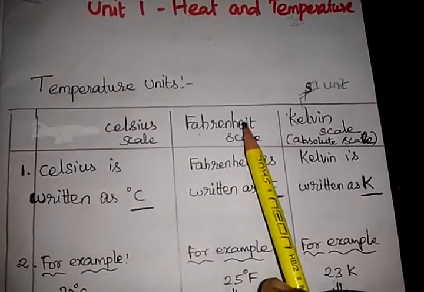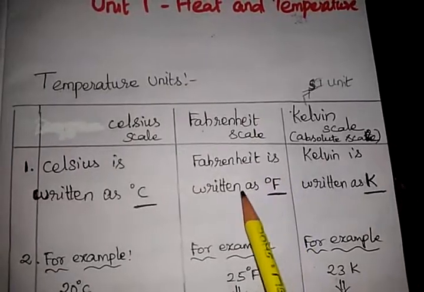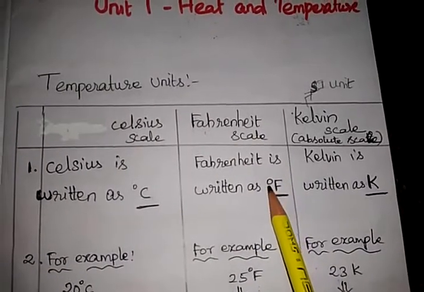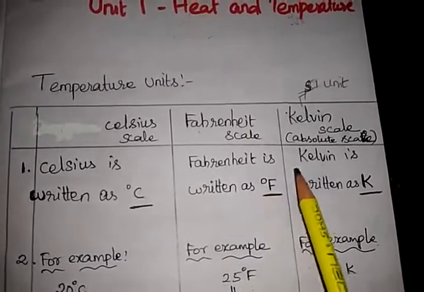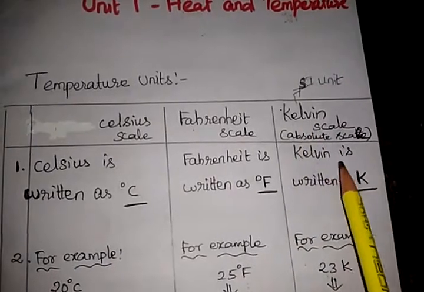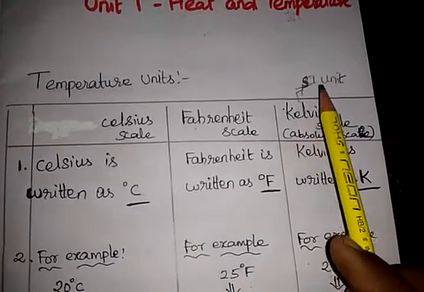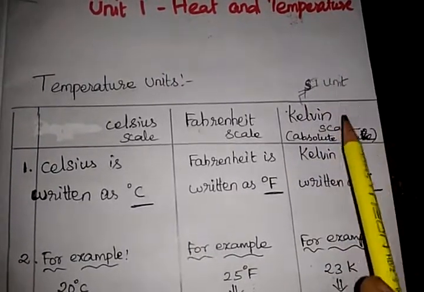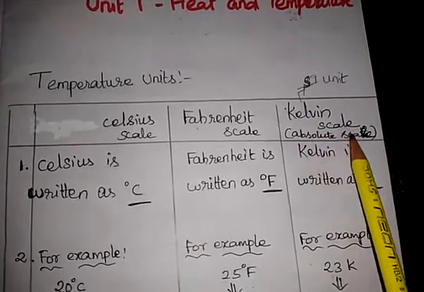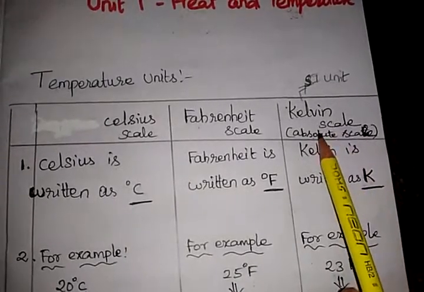Fahrenheit is written as degree Fahrenheit. In the Kelvin scale, Kelvin is written as K. The Kelvin scale is also an SI unit. It is also called the absolute scale.